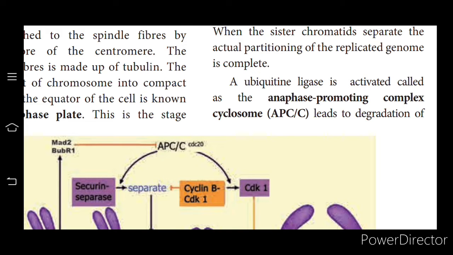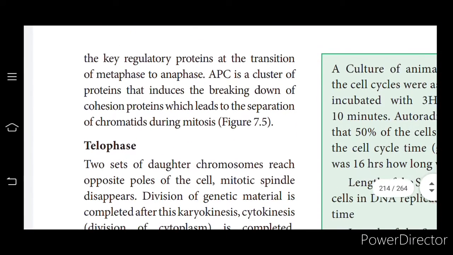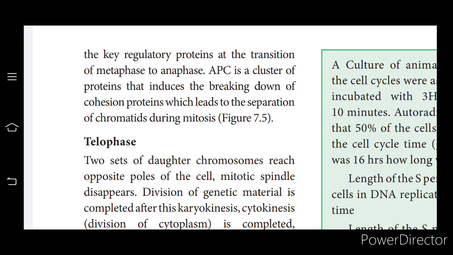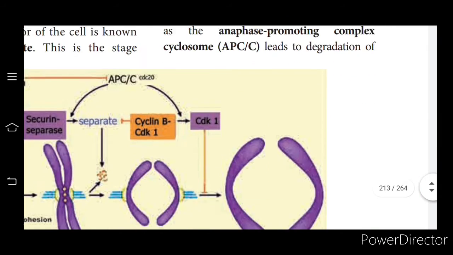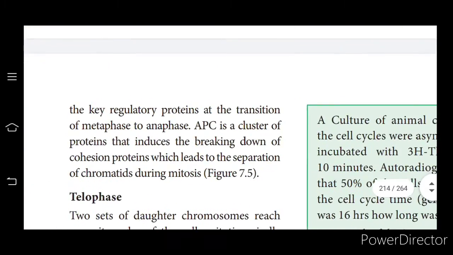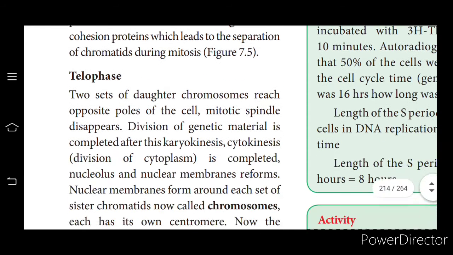Ubiquitin ligase, activated as the anaphase promoting complex, leads to a degradation process. Degradation of the regulatory protein occurs at the transition from metaphase to anaphase. Transition means the stage between metaphase and anaphase where we have the regulatory protein. What is the name of the regulatory protein? Anaphase promoting complex cyclosome. The APC is a cluster of proteins that induces the breaking down of cohesin protein, which leads to the separation of the chromatids during mitosis.